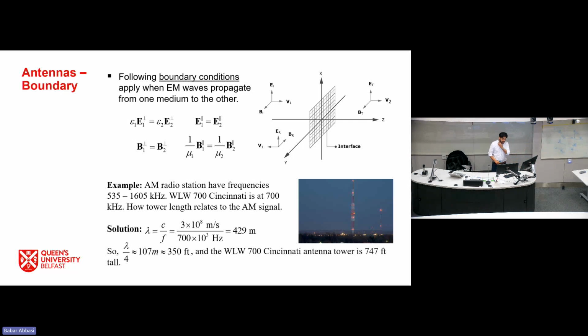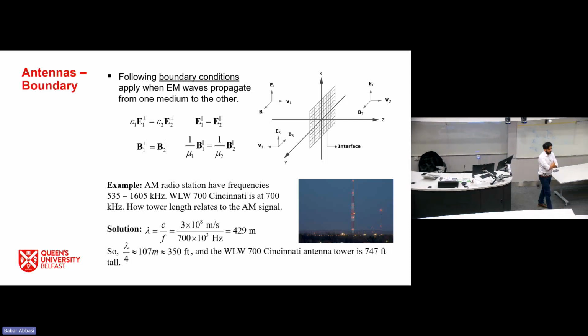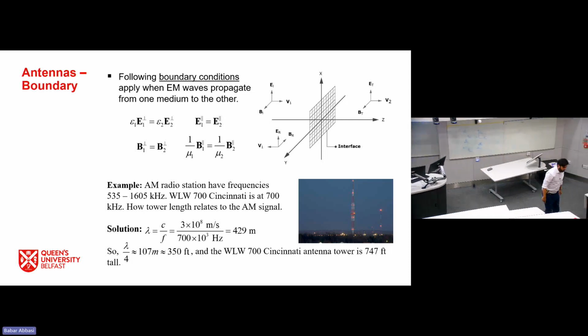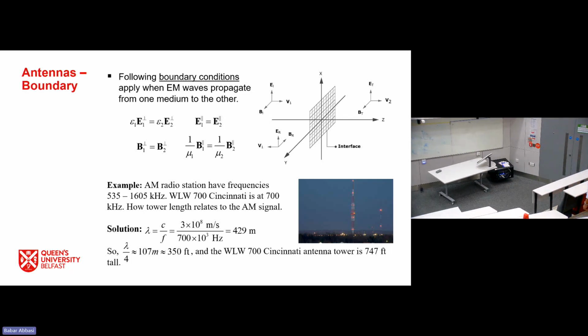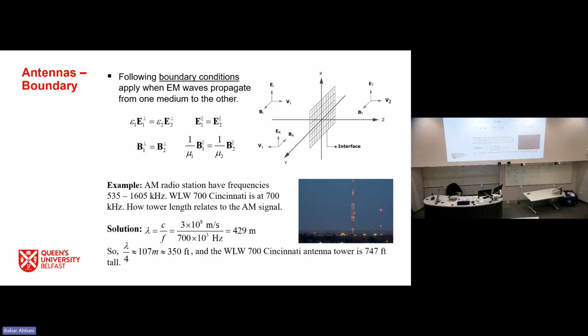So an AM radio station has frequency 535 to 1605 kilohertz. This particular tower is at 700 kilohertz. How does tower length relate to the AM signal? So it's a very simple example to showcase a tower that's in USA, and the frequency of operation is 710 kilohertz, and the wavelength will be 429 meters.